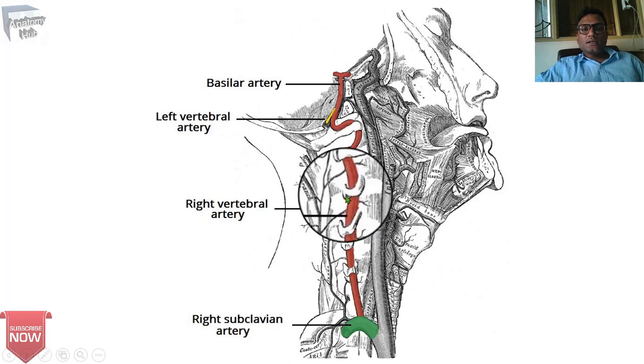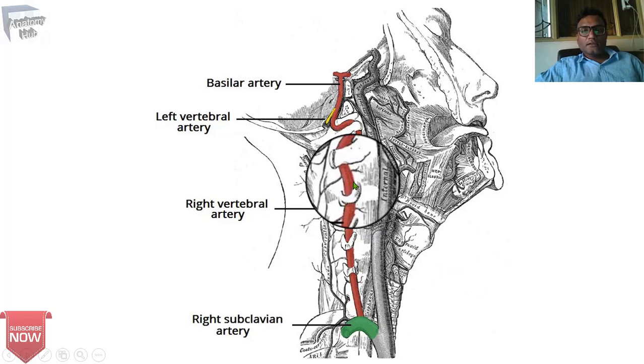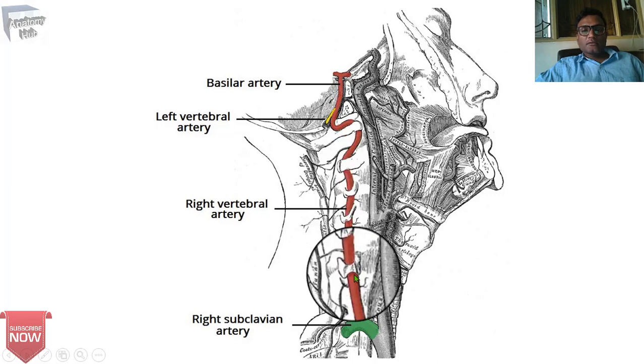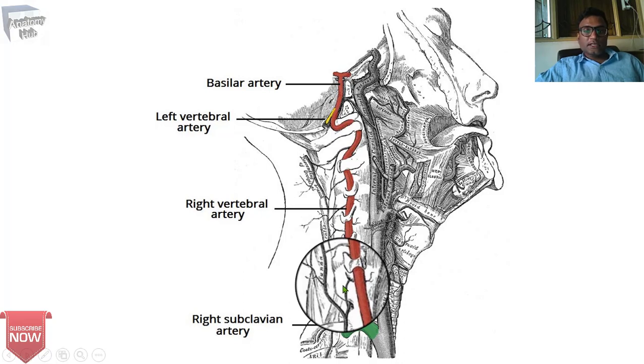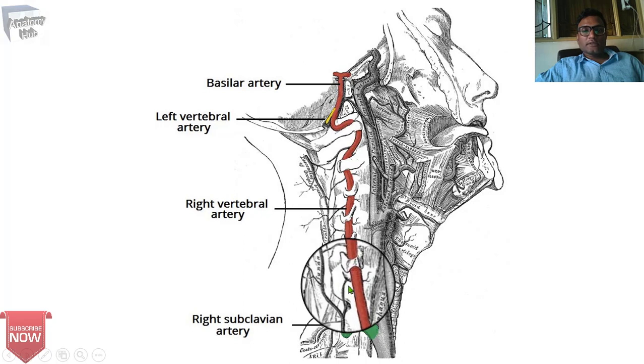And another thing you will find is that the vertebral artery does not pass through the C7 cervical vertebra. That's why that is another uniqueness of the C7. Only the vertebral vein passes through the foramen transversarium of C7.